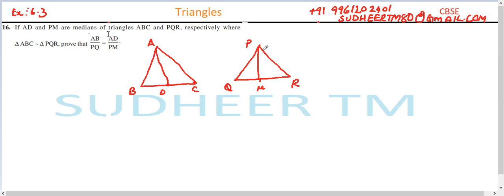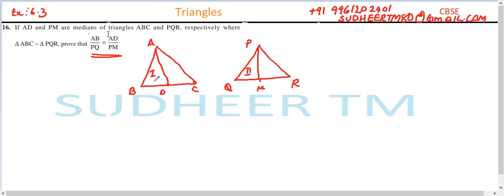AB divided by PQ is equal to AD by PM. That's the one we need to prove. So it includes AD and PM. We can prove this simply by proving triangles 1 and 2 are similar, triangle ABD similar to triangle PQM. Then by the similarity property we can write AB divided by PQ is equal to AD divided by PM.